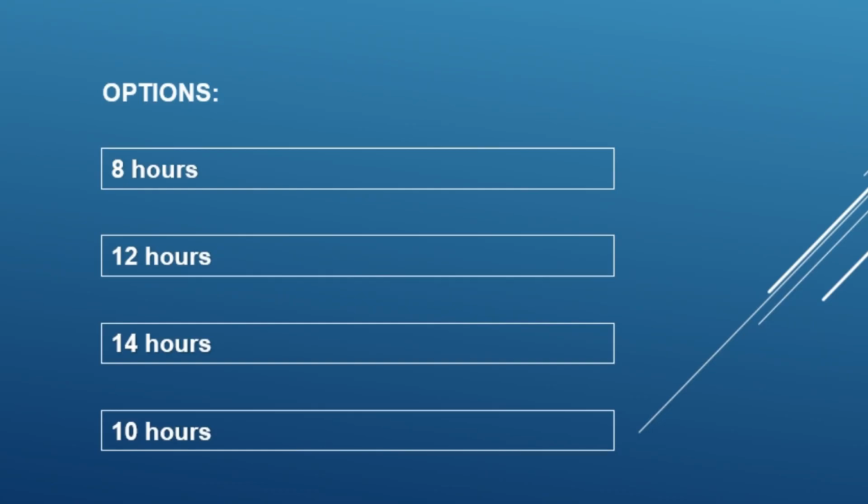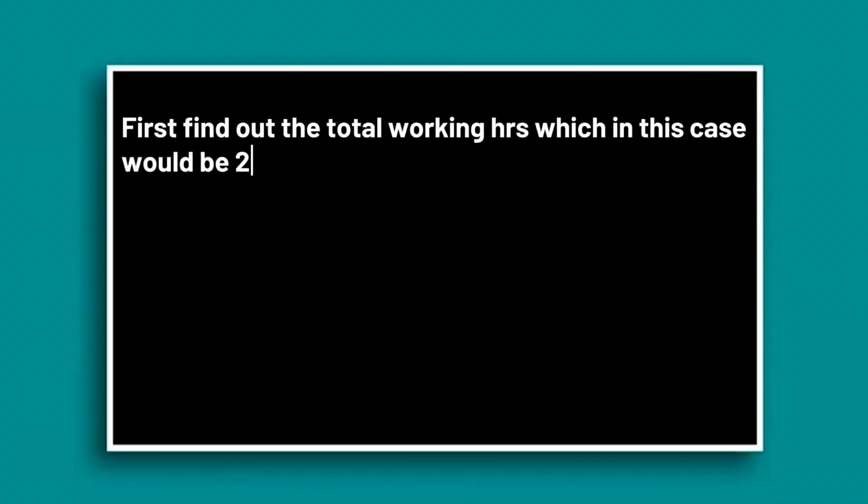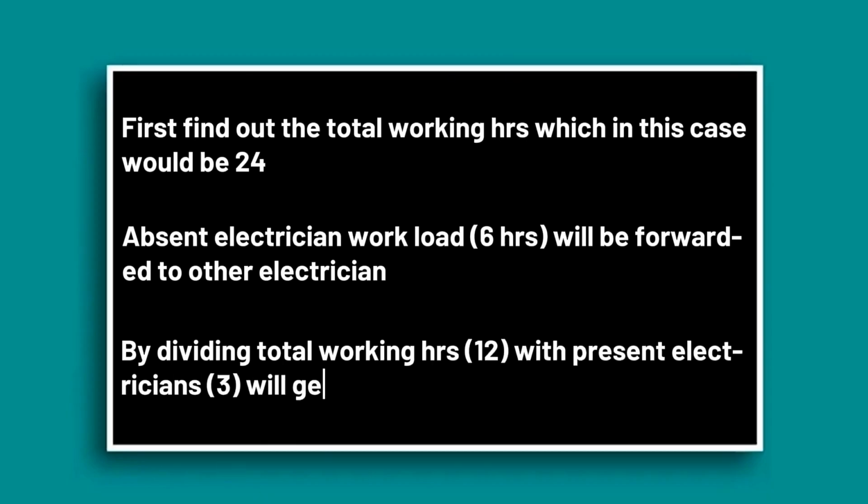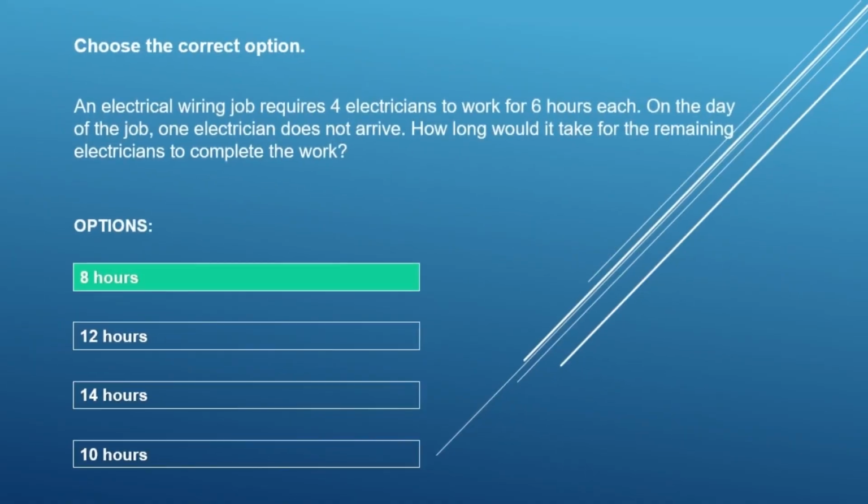So in order to find out the answer, we first need to find the total working hours, which in this case would be 24 hours. How do we achieve that? We have 4 electricians and they are working 6 hours each. So the answer would be 24. And since 1 electrician will be absent, his workload will be divided among the other electricians. So the calculation is very simple. 24 divided by 3 is equal to 8 hours each.